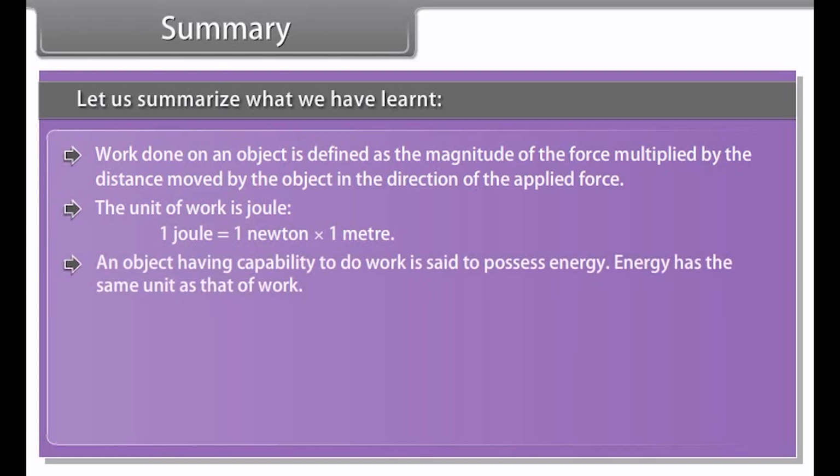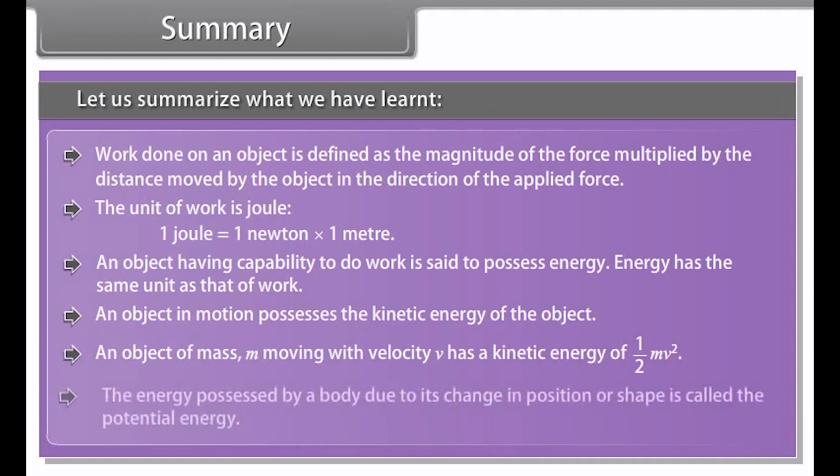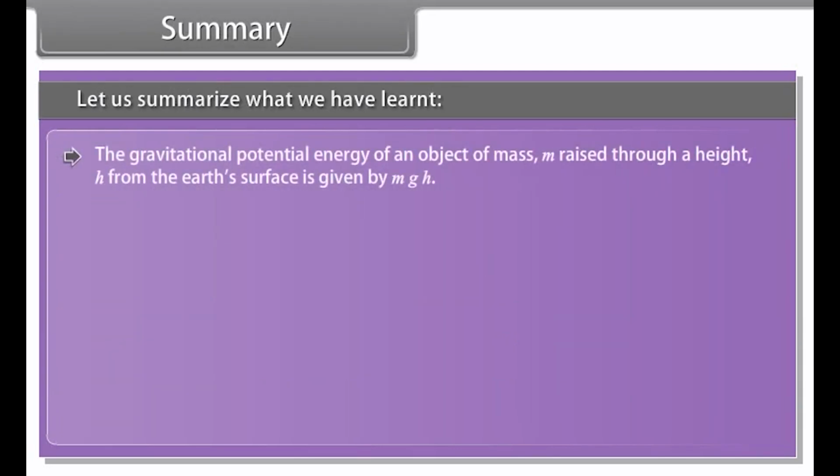An object having capability to do work is said to possess energy. Energy has the same unit as that of work. An object in motion possesses kinetic energy. An object of mass m moving with velocity v has a kinetic energy of 1 upon 2 mv square. The energy possessed by a body due to its change in position or shape is called the potential energy. The gravitational potential energy of an object of mass m raised through a height h from the Earth's surface is given by mgh.